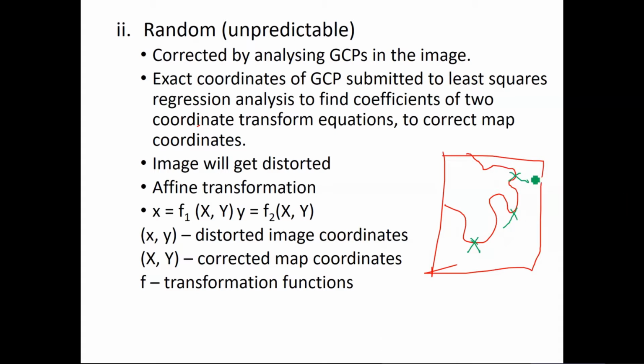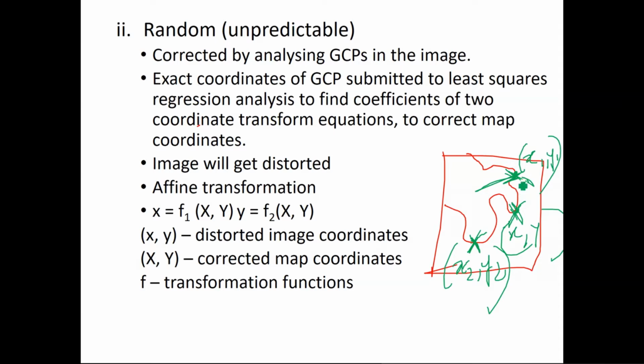So suppose this is the image that you have acquired, and you mark these ground control points on this image. Then you know the exact coordinates of these points, x, y. Related to this, the actual coordinates might be x1, y1, and this can be x2, y2. But these might not match the coordinates on the image that is acquired.